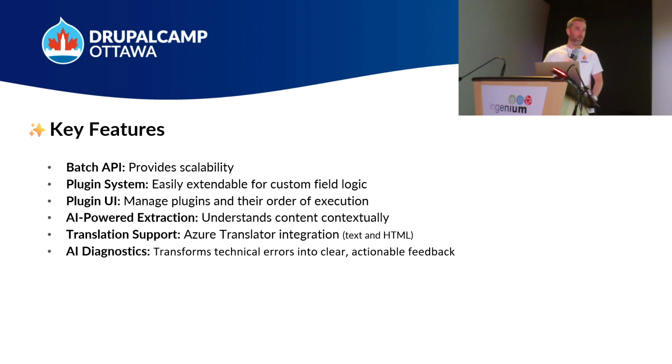All right, so the key features of the harvester, first and foremost, it's built on Batch API, so it's scalable. It can support batches of 10,000, 20,000, 50,000 pages, and so that's an important part. We also have a plugin system that we developed, and it allows developers to create custom plugins to manipulate data, and we'll go over that in more detail.